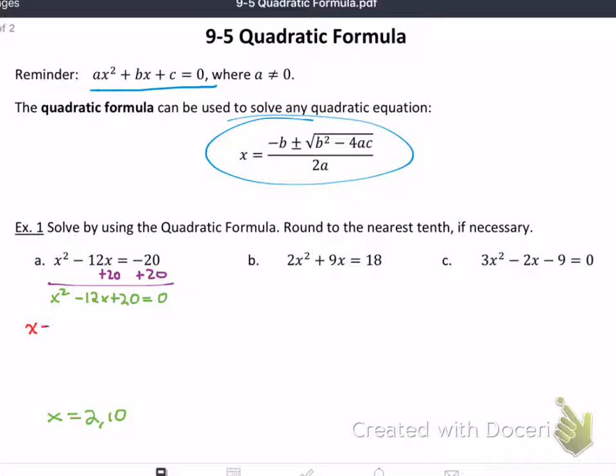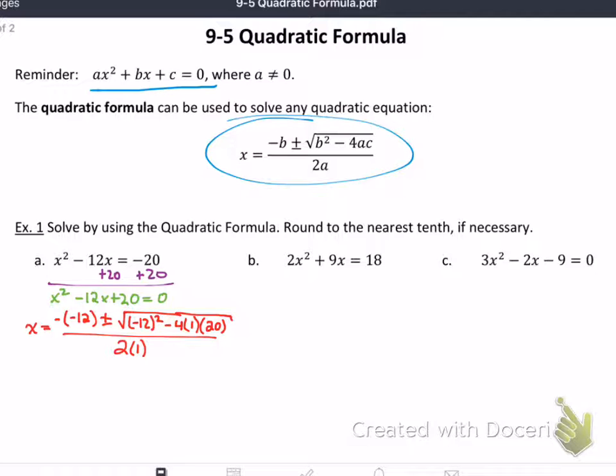So x is equal to the opposite of negative 12 plus or minus the square root of b squared, which is negative 12 squared, minus 4 times a, in this case is 1, times c, which is 20, all over 2 times a. Okay, so that's what we have right now. Let me just erase this answer so that I have a little bit more space.